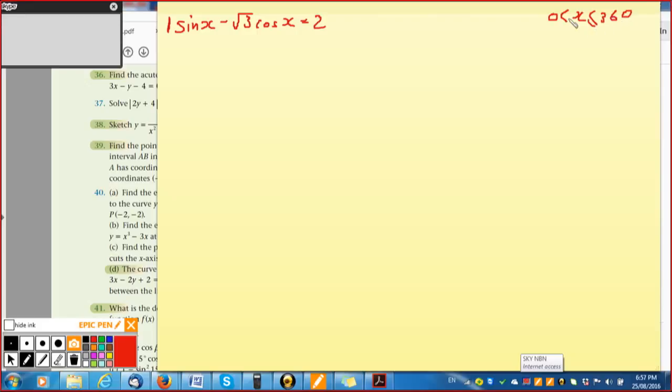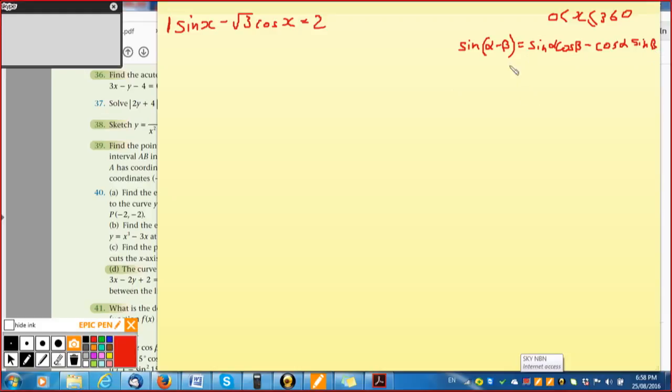Yeah, cool. Now, when we're doing questions like this, what we're looking for is we want to turn that into something that looks like the compound angle formula, right? So the compound angle formula for sine is sine alpha cos beta minus cos alpha sine beta. Are you okay with that?